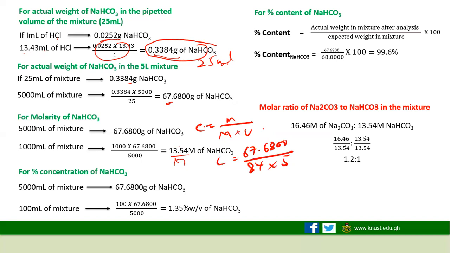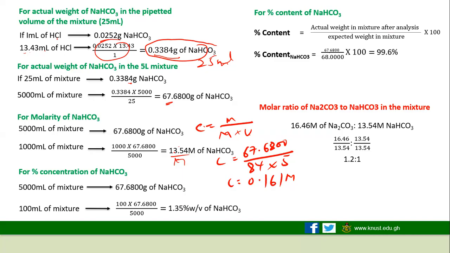Good. I'm not using 5,000 because the volume is supposed to be stated in either dm cube or liters. Now I'll do my calculation on my calculator, and then I'm getting 0.161 molar. So this is the actual molarity. Now, if you divide this by 84, you are supposed to get the same thing. All right, so confirm you are getting the same thing.